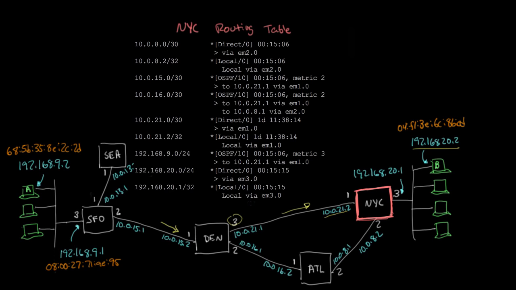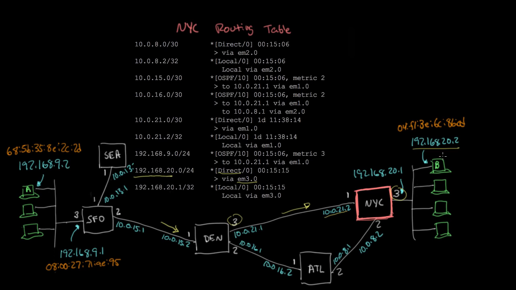And so if we look at New York's routing table, we see that 192.168.20/24 prefix. And now it says via EM3, which is interface 3 over here. And it doesn't give us a next hop, and it says it's directly connected. So what this says is that this address is directly connected to this interface. It's on this same Ethernet network. And so that tells the router that it needs to go ahead and do an ARP for 192.168.20.2, and it's going to do that same ARP process that we saw before, and then deliver that Ethernet frame.